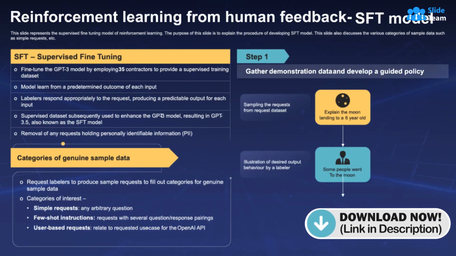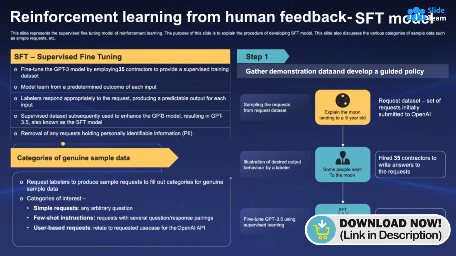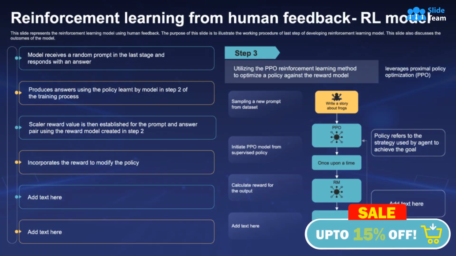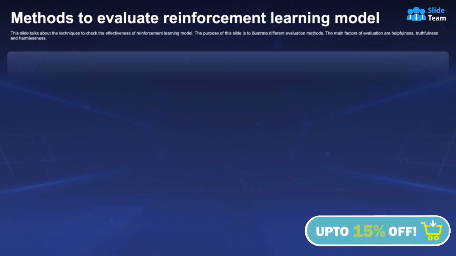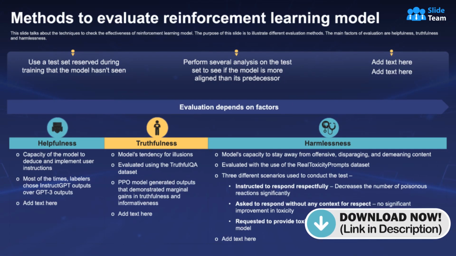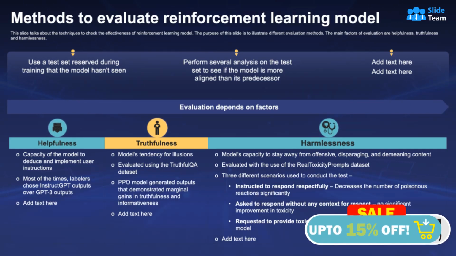These PPT slides demonstrate the 3 steps in reinforcement learning from human feedback. These are termed as SFT model, reward model, and RL model. Test how well the reinforcement feedback method works to improve ChatGPT responses. This evaluation is based on helpfulness, truthfulness, and harmlessness.